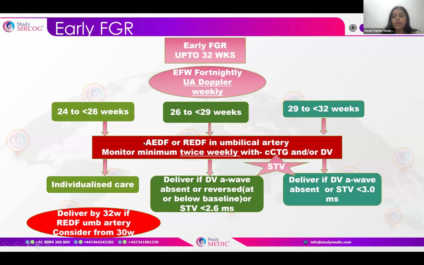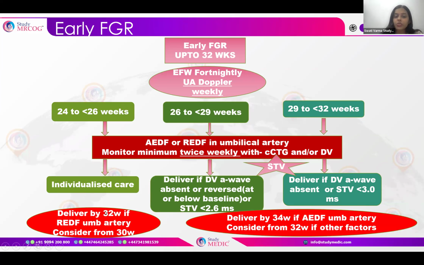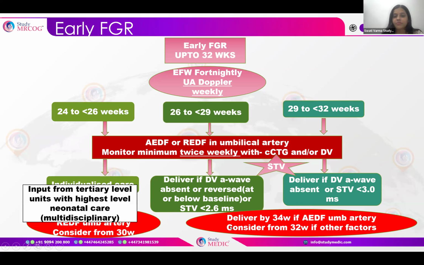But at any time, if suppose she has become 32 weeks and REDF has developed, then you have to deliver her. Remember, deliver by 32 weeks if REDF, that is reversed end diastolic flow in umbilical artery, has developed. And even if it is developing 30 weeks onwards, you can consider delivery. So offer by 32 weeks, consider from 30 weeks. Delivery if REDF is there. Deliver by 34 weeks if AEDF is there. Similarly, for AEDF, these two gestational ages are 34 weeks and 32 weeks. Okay, so these two things are very important.